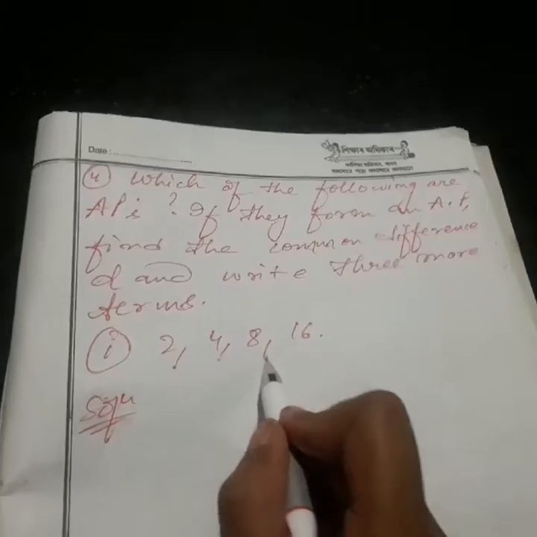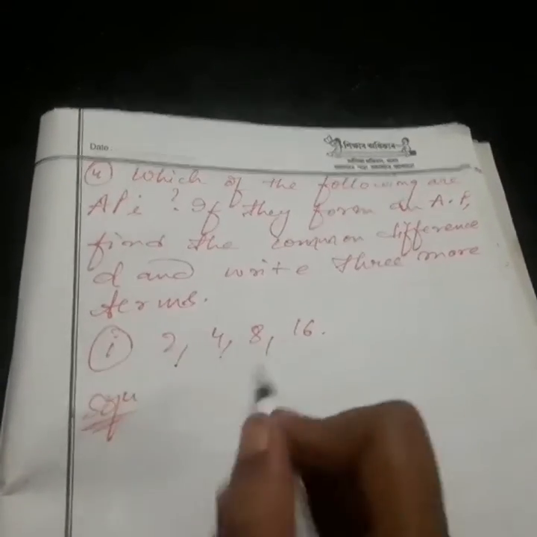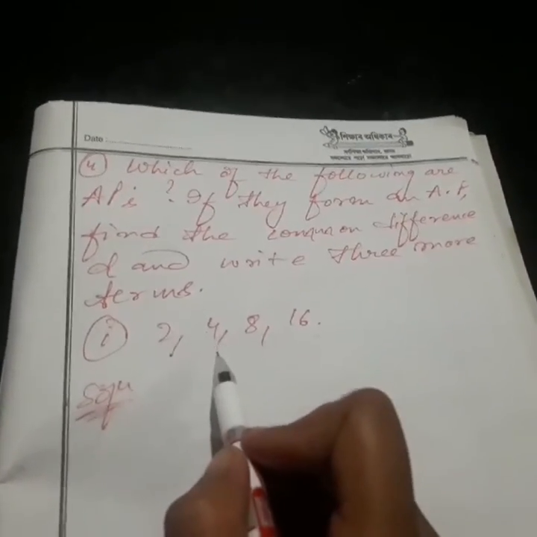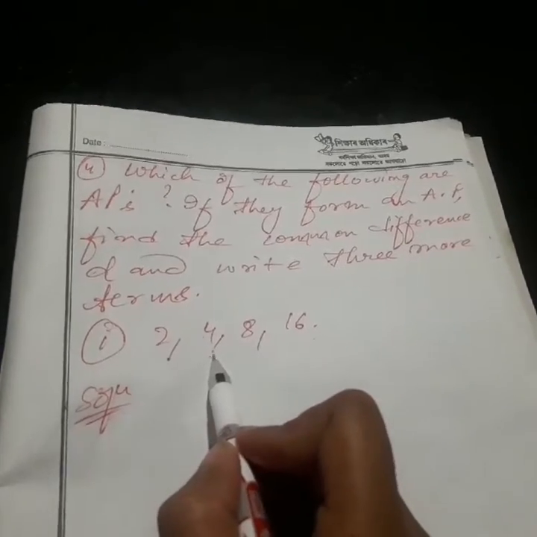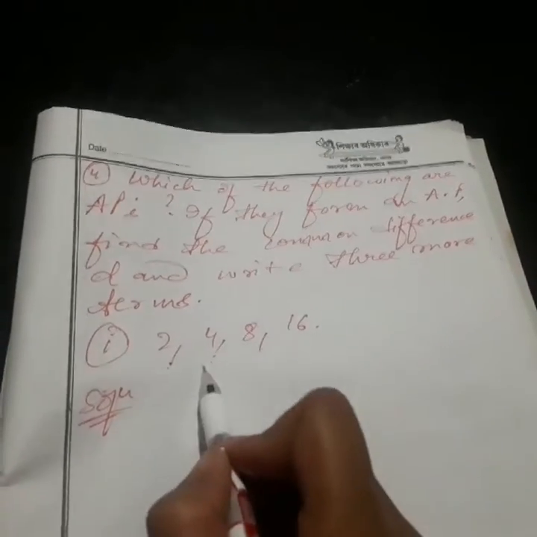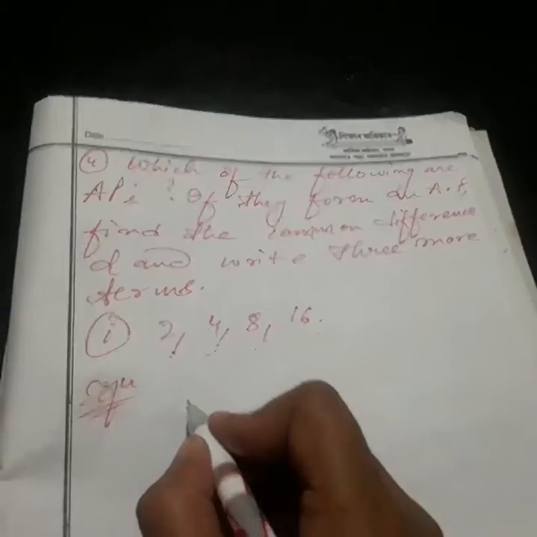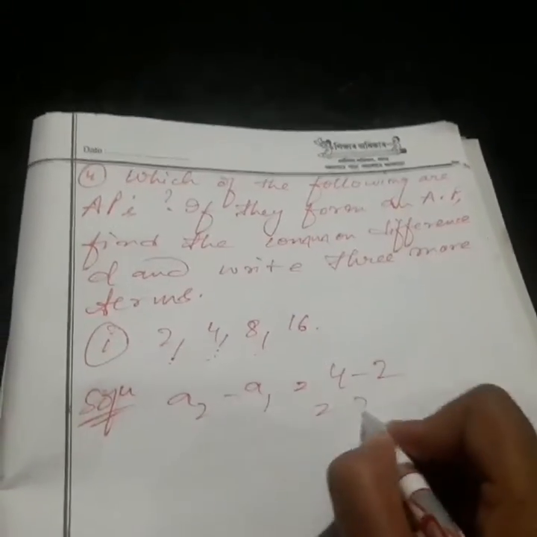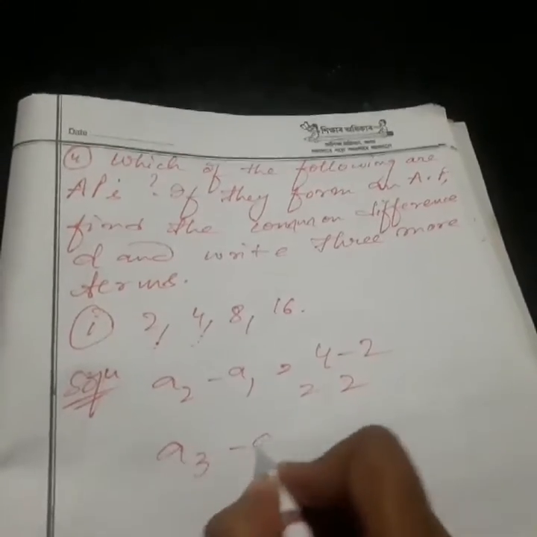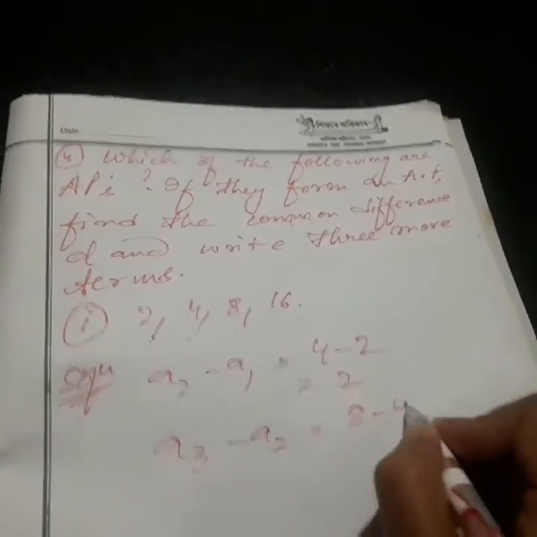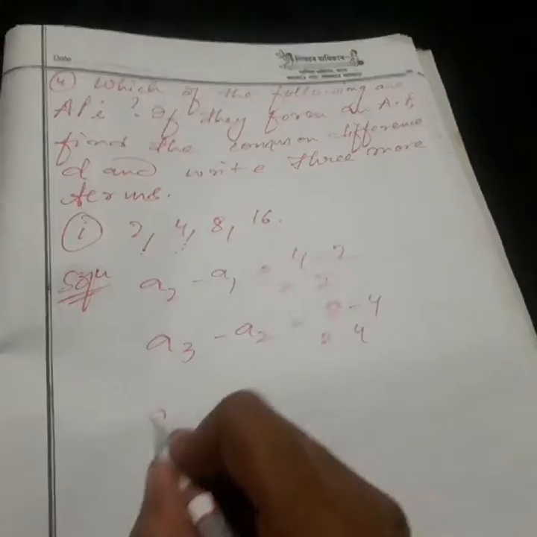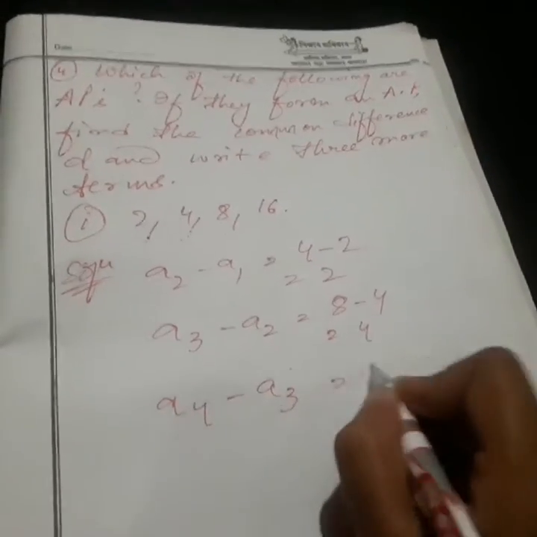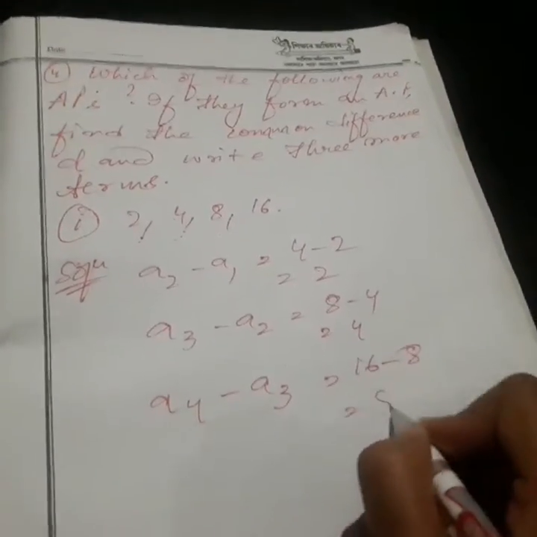A1, A2, A3 and A4. How do we find the differences? The common differences, that is what we will do: A2 minus A1, then A3 minus A2, then A4 minus A3. First, A2 minus A1, so 4 minus 2 is how much? 2. Again A3 minus A2, 8 minus 4 is 4. Then A4 minus A3, 16 minus 8 is 8.